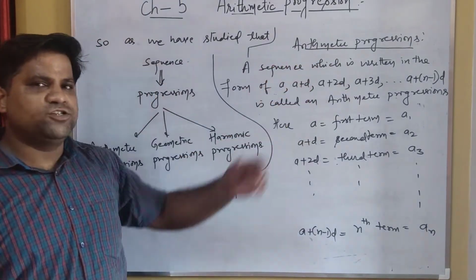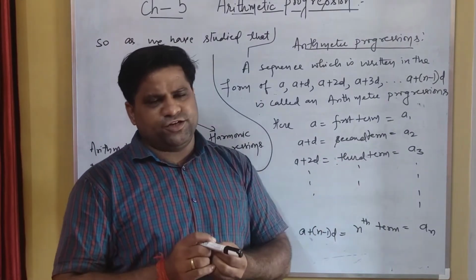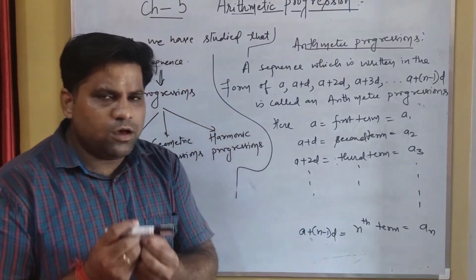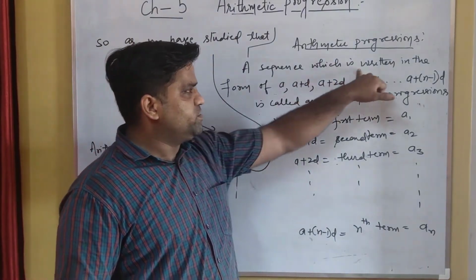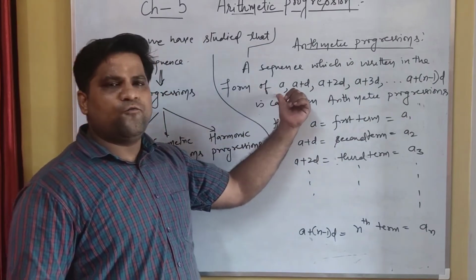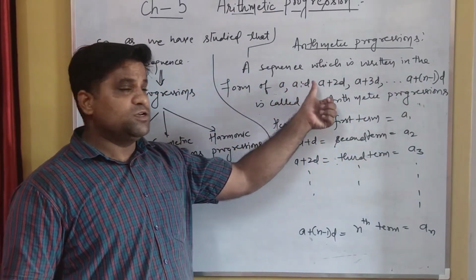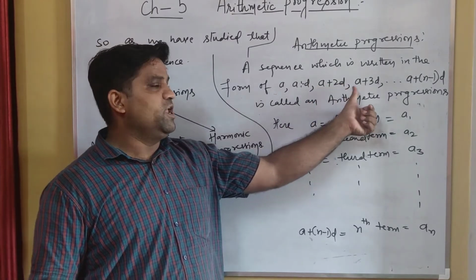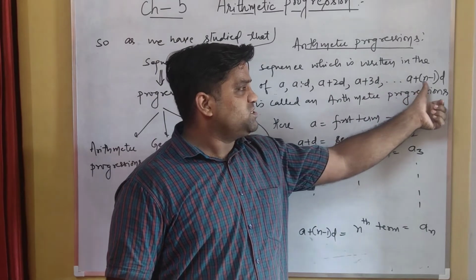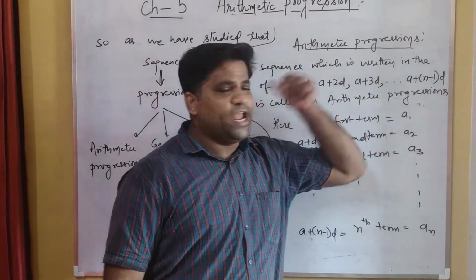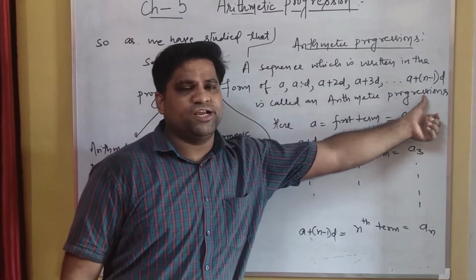So let us come to the definition of arithmetic progression. I have given a simple definition for better understanding of arithmetic progression. A sequence which is written in the form A, A plus D, A plus 2D, A plus 3D, and up to A plus (n minus 1) times D is called an arithmetic progression.